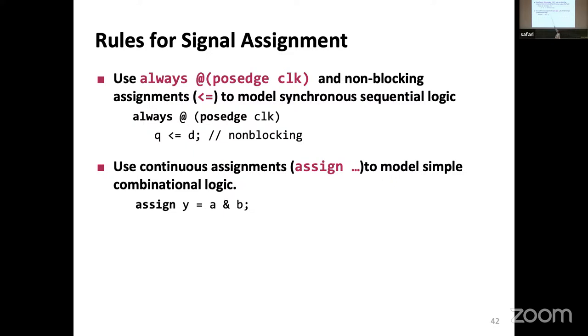Okay, so the rules for signal assignment. Always use a posedge clock and non-blocking assignments to model synchronous sequential logic, meaning that when you describe this thing, use non-blocking assignments. When you use an always statement for combinational logic, use blocking assignments. Also, consider using continuous assignments, assign, to model simple combinational logic. There's no point in putting an always around it. It's a simple thing anyway.